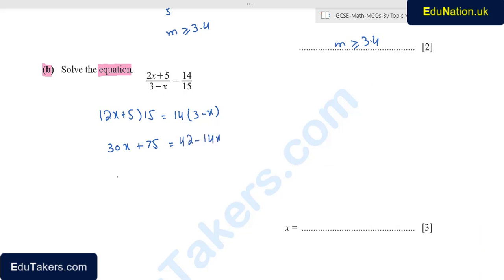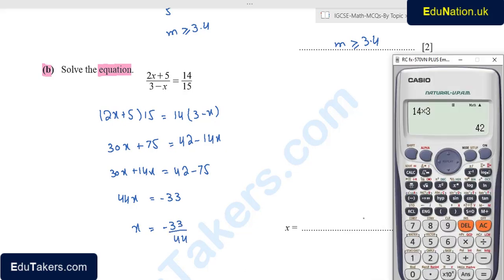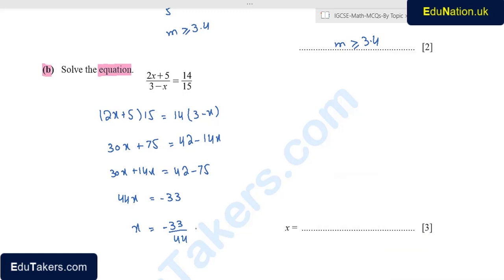minus 14x. Now 30x plus 14x equals 42 minus 75. This will be 44x equals minus 33. Then x is equal to minus 33 over 44. Minus 33 over 44 is minus 0.75. The value of x is minus 0.75.